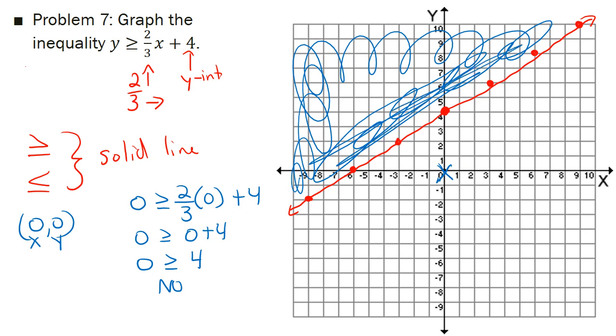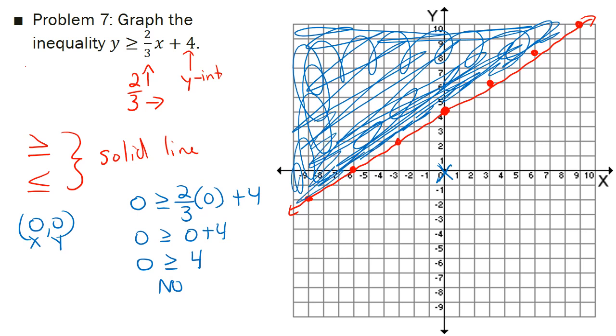So I'm going to go ahead and do a shaded area above the line. Because if (0, 0) wasn't an answer, that means none of the points below that red line are going to be answers. So all the answers must be above it. If you're having any trouble, go back and watch certain portions of this video until you get it.